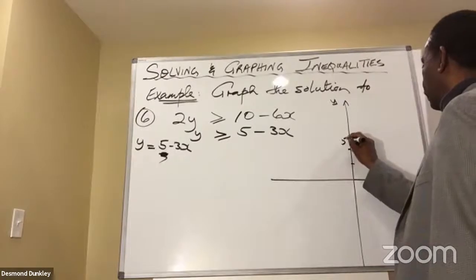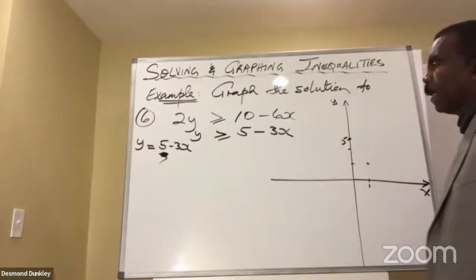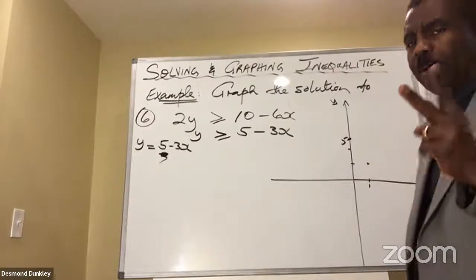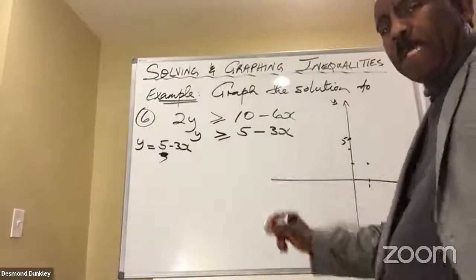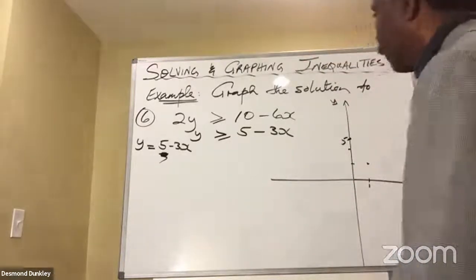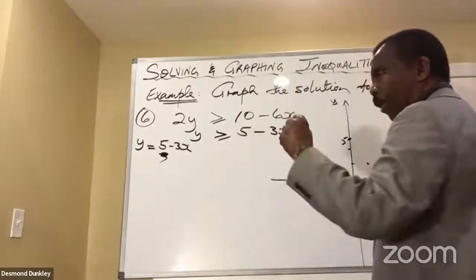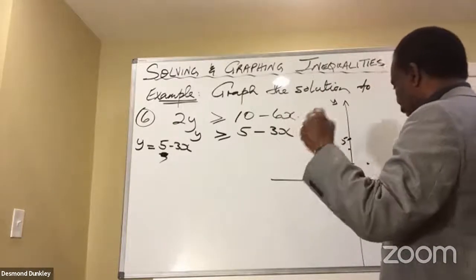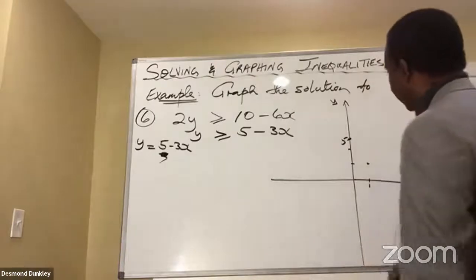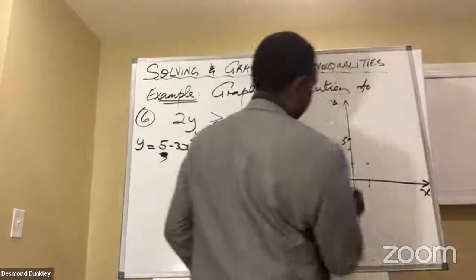This is one point, and this is another point. All you need is really 2 points on a line. Connect the 2 points and extend, and that's your graph. So it is greater than or equal to, which means that you're drawing a solid line. Solid line. So how should we draw this? So here we go.